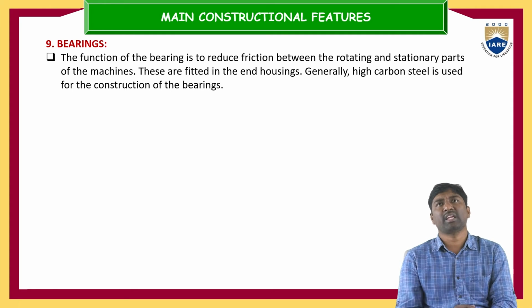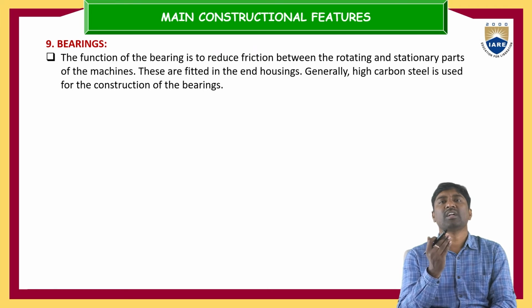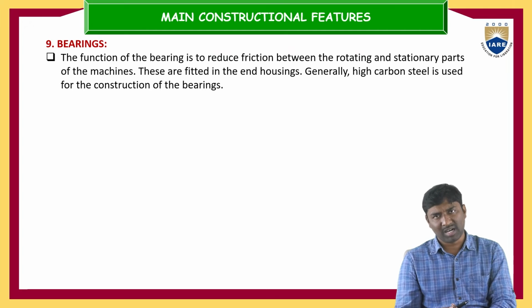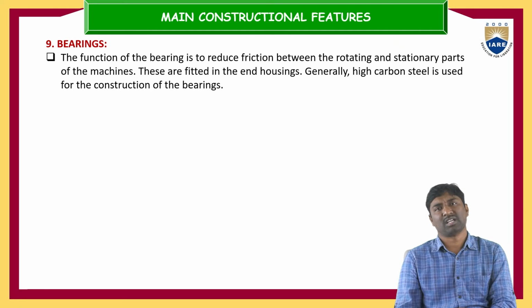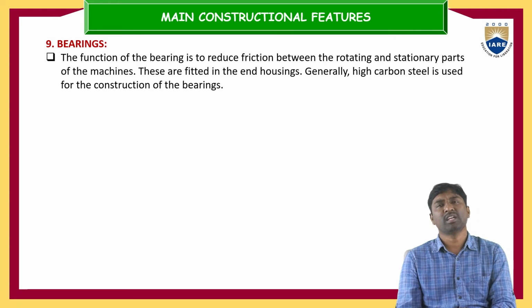Bearings. Then what is the function of the bearings? The function of the bearings is to reduce the friction between the rotating parts and the stationary parts of the DC machine. Because in DC machines we have rotating parts and stationary parts, and in between these we use the bearings. These are fitted in the end housings. Generally, these bearings are made up of high carbon steel.